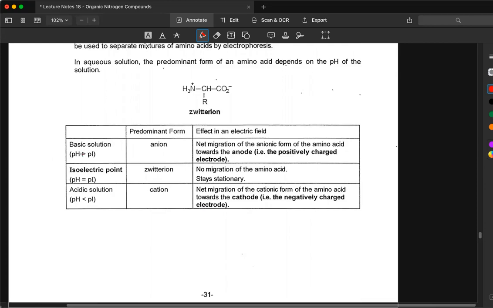In a basic solution where pH is greater than pI, the predominant form will be the anion. So there will be a net migration of the anionic form of the amino acid towards the anode. At the isoelectric point, the Zwitter ion, there will be no migration. In acidic solution, the dominant form is the cation. There will be a net migration of the amino acid towards the cathode.